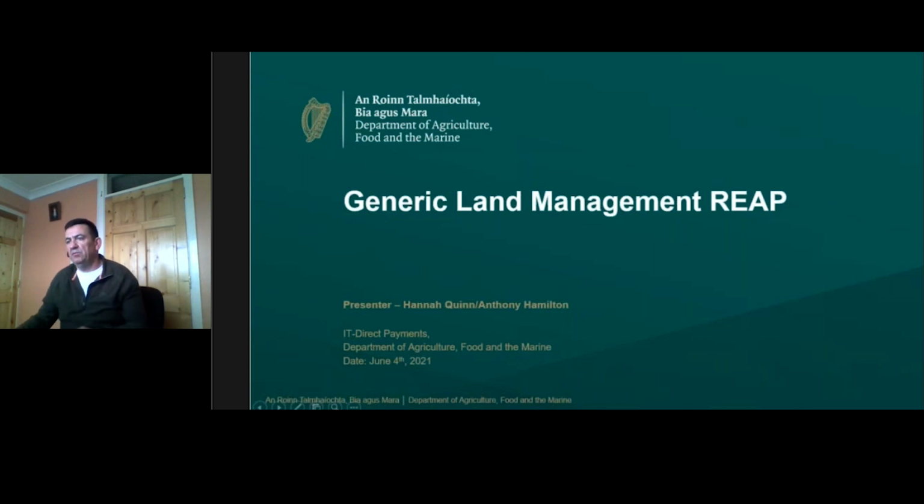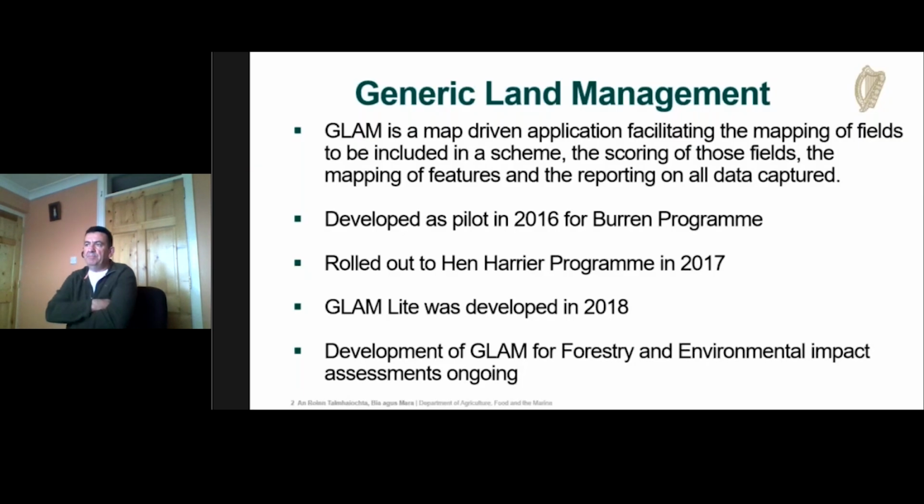So just basically what GLAM is, it's the generic land management system. It is a map-driven application which facilitates the mapping of fields to be included in the scheme, the scoring of those fields, the mapping of features, and the reporting of all data captured. It was first developed in 2016 as a pilot project for the Burren program. It has worked very successfully for the Burren team, where they map their Burren fields and map any actions that they're going to include in their program.